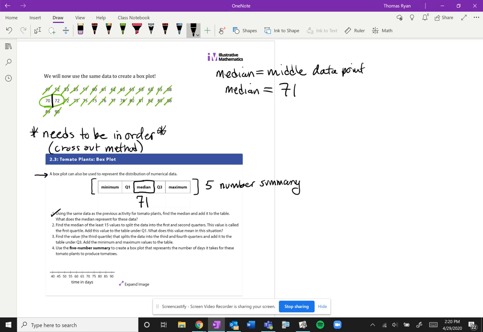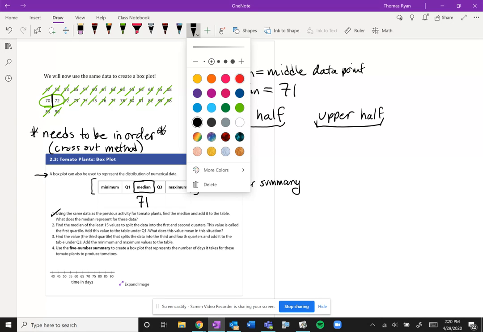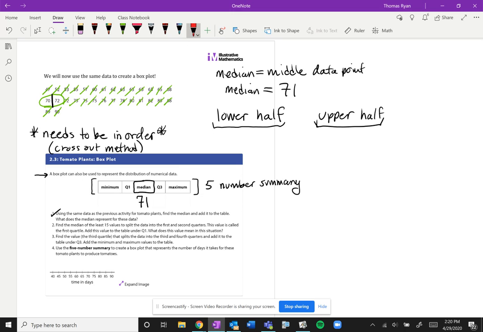Number 2 says find the median of the lower 15 values to split it into the first and second quarters. So guys, median, since it's the middle, it cuts the data in half. On one side, there's a lower half, and on the other side, there's an upper half. And all we want to do is then split the lower half in half and split the upper half in half. So I'll use a different color. I'll use red, little Christmas vibes here.